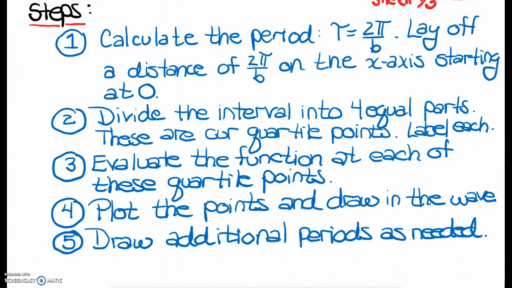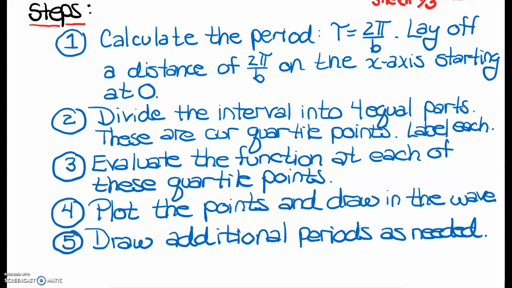If you end up having an equation that has a b in it, a multiplier in front of the x, these are the things you should do to graph your sine or cosine wave. The first thing is you should calculate your period by setting tau equal to 2 pi over b. Once you figure out your period, you lay off a distance of 2 pi over b on the x-axis starting at 0. And that's what we did when we were graphing the sine and cosine function where the period was 2 pi. We found 2 pi, and then we laid off the quartile and the half marks.